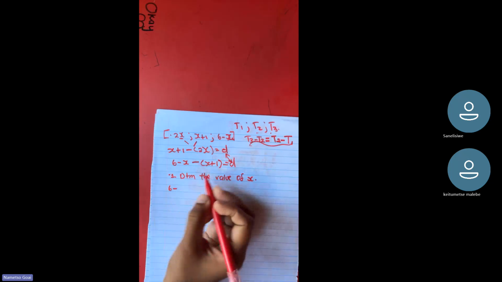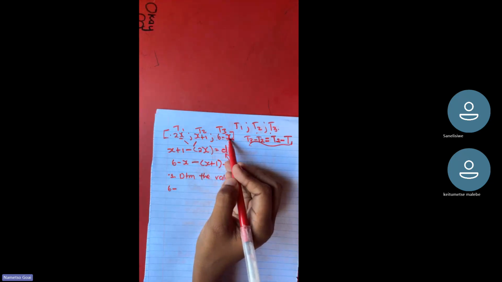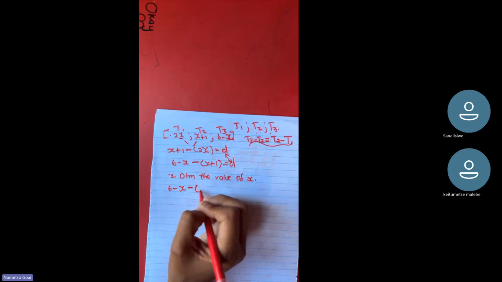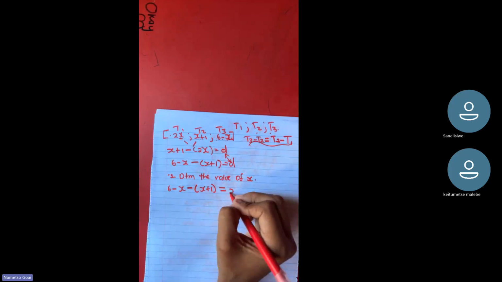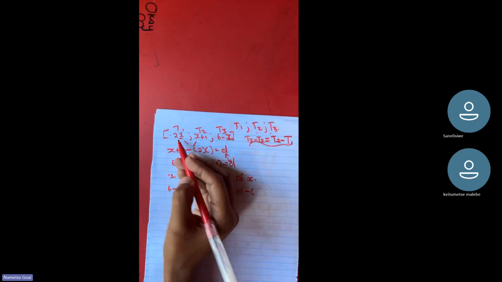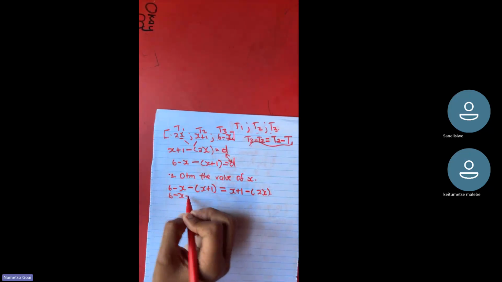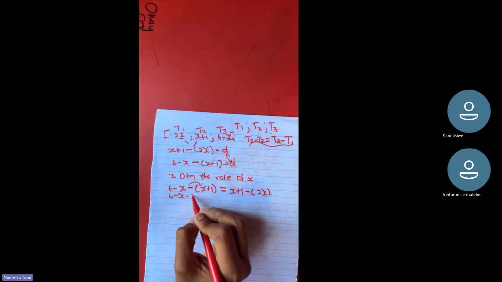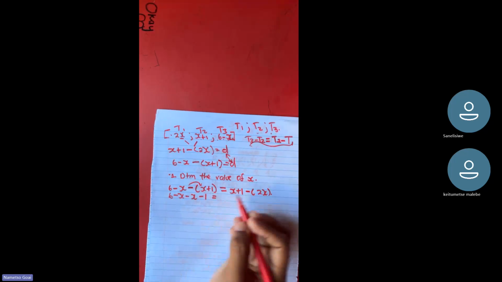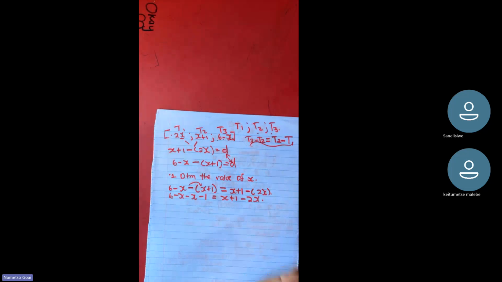We're going to say, because this is T3, this is T2, this is T1, 6 minus x, right, minus T2, x plus 1, equals T2, which is x plus 1, minus the first one, which is 2x. So we're going to have 6 minus x, when we multiply the negative into the bracket, minus x minus 1 equals x plus 1 minus 2x, right? Now from here, all we have to do is solve for x.